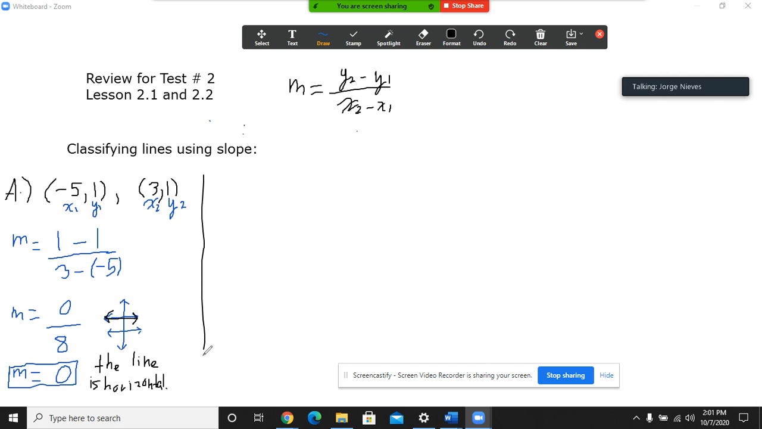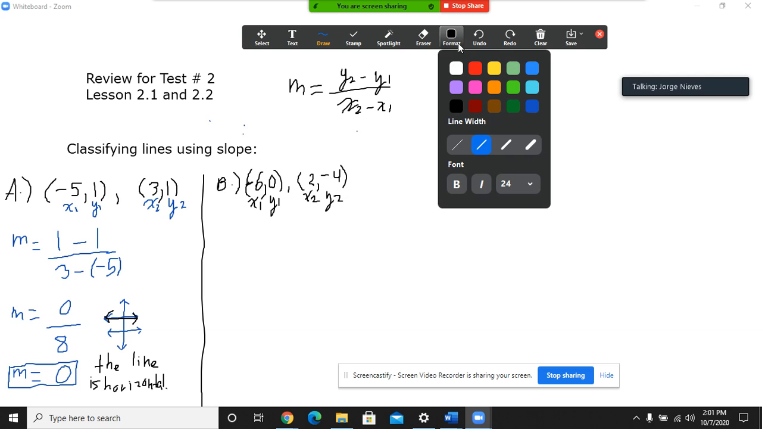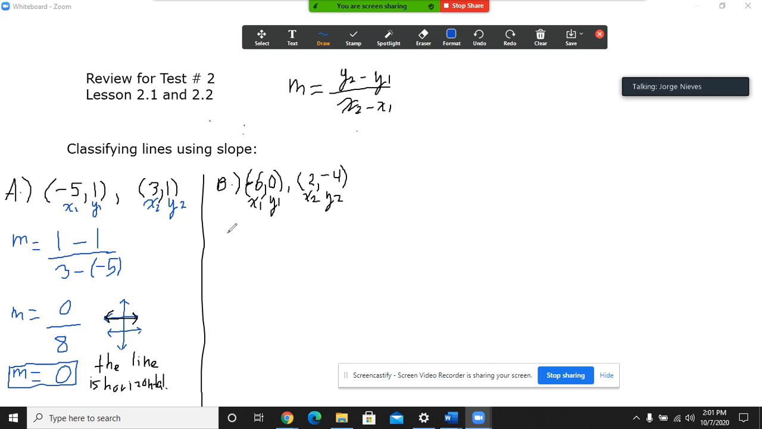Okay, vamos para el B. B, we got the following coordinates. We have -6 and 0. And the other coordinates that we have are 2 and -4. So let's put that on the formula. So we have that x1, y1, x2, and y2. Okay, so let's put this on the formula.